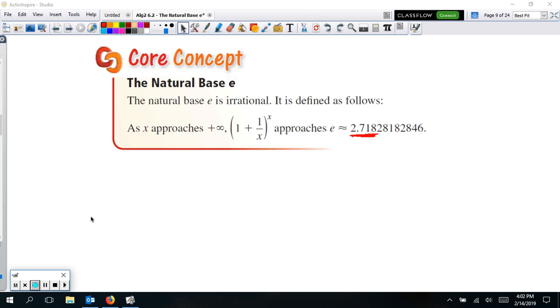So that's why on this core concept you can see that there's the 2.71. You might want to highlight or underline that part. That's what we round it to, or you can just say 2.7 is what we're going to really see this as. So on your vocabulary you can write that it's a special number that equals approximately 2.71, and so you can say that for the natural base e.